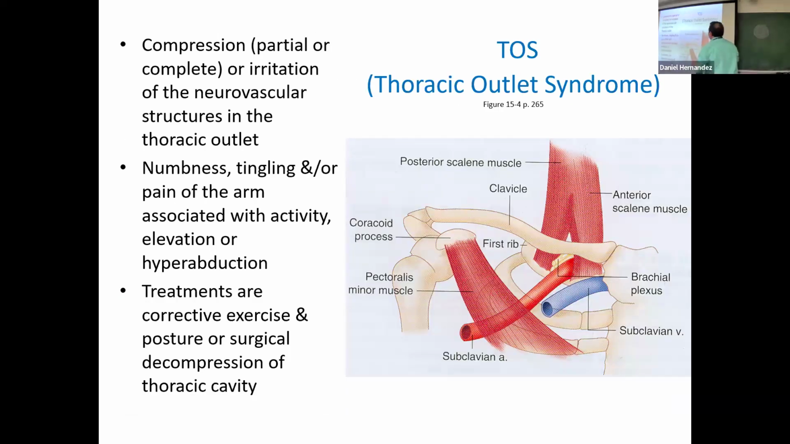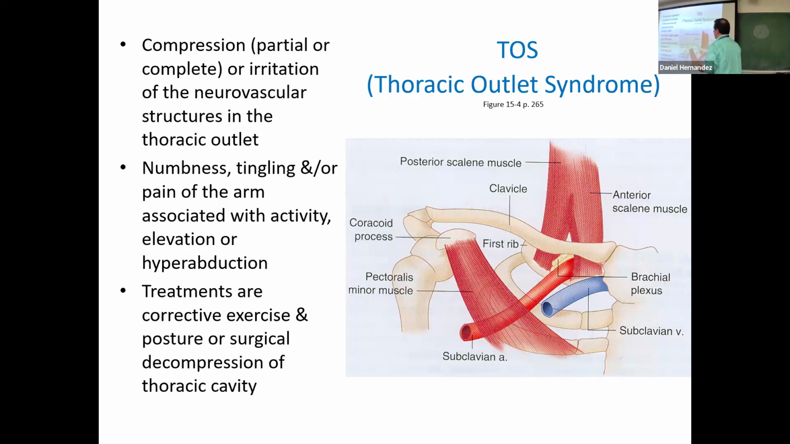All right, thoracic outlet syndrome. This is compression, either partial or complete, or irritation of the neurovascular structures in the thoracic outlet. So again, we have blood vessels and we have nerves. This is the brachial plexus, which is all running through this thoracic outlet. We have our first rib and this pectoralis minor muscle. The blood vessels run underneath that muscle and over that first rib. We also have our clavicle involved as well. So it could be compression by the clavicle or that first rib.